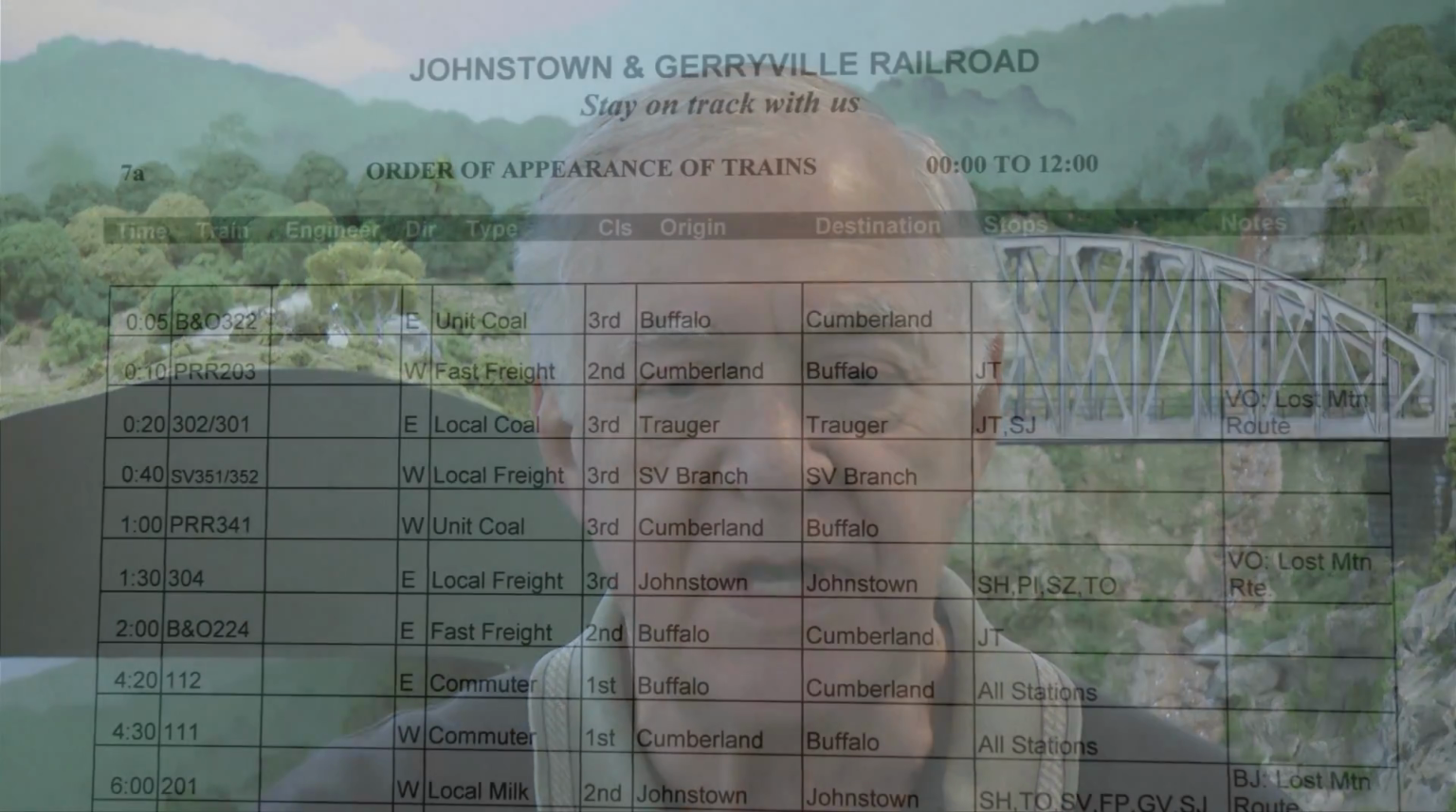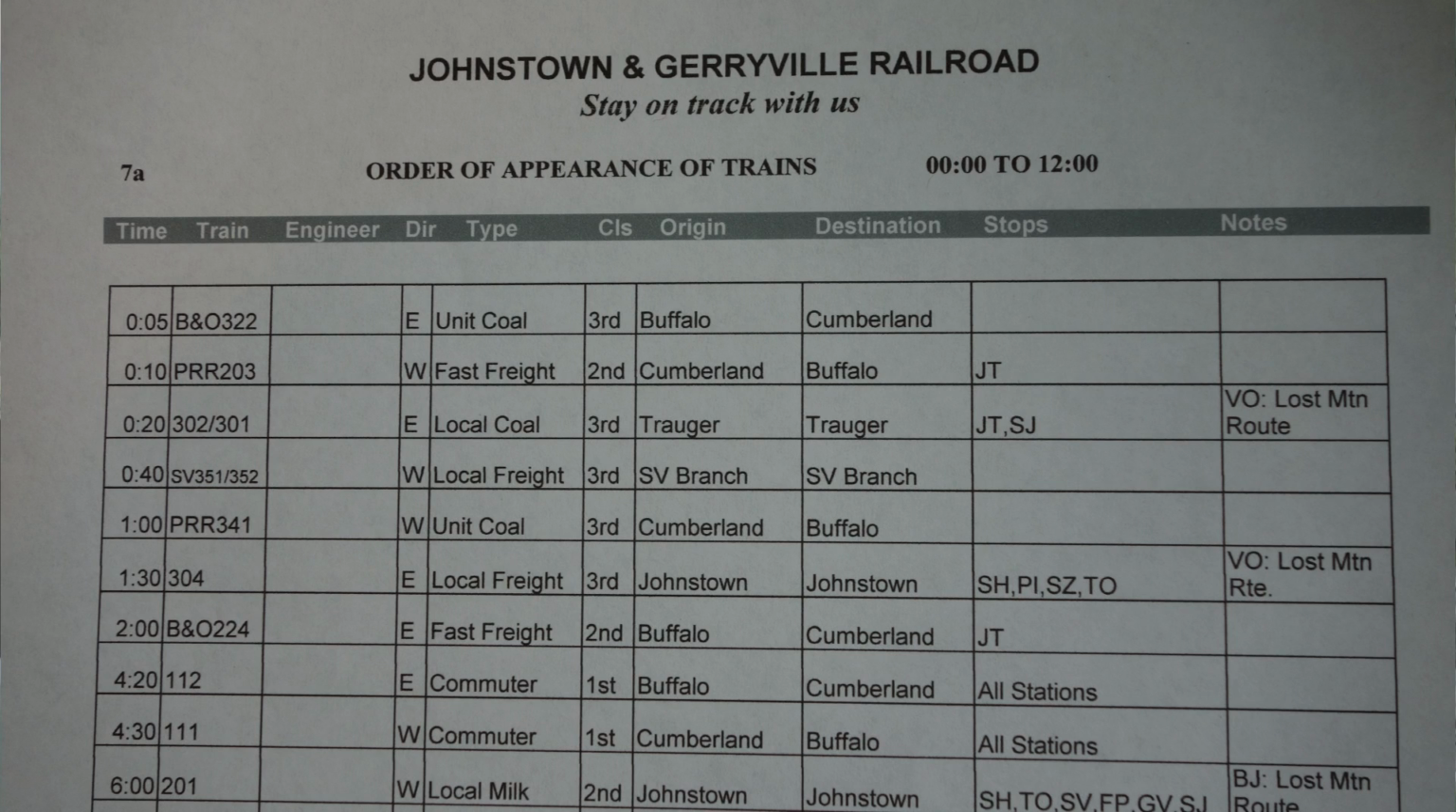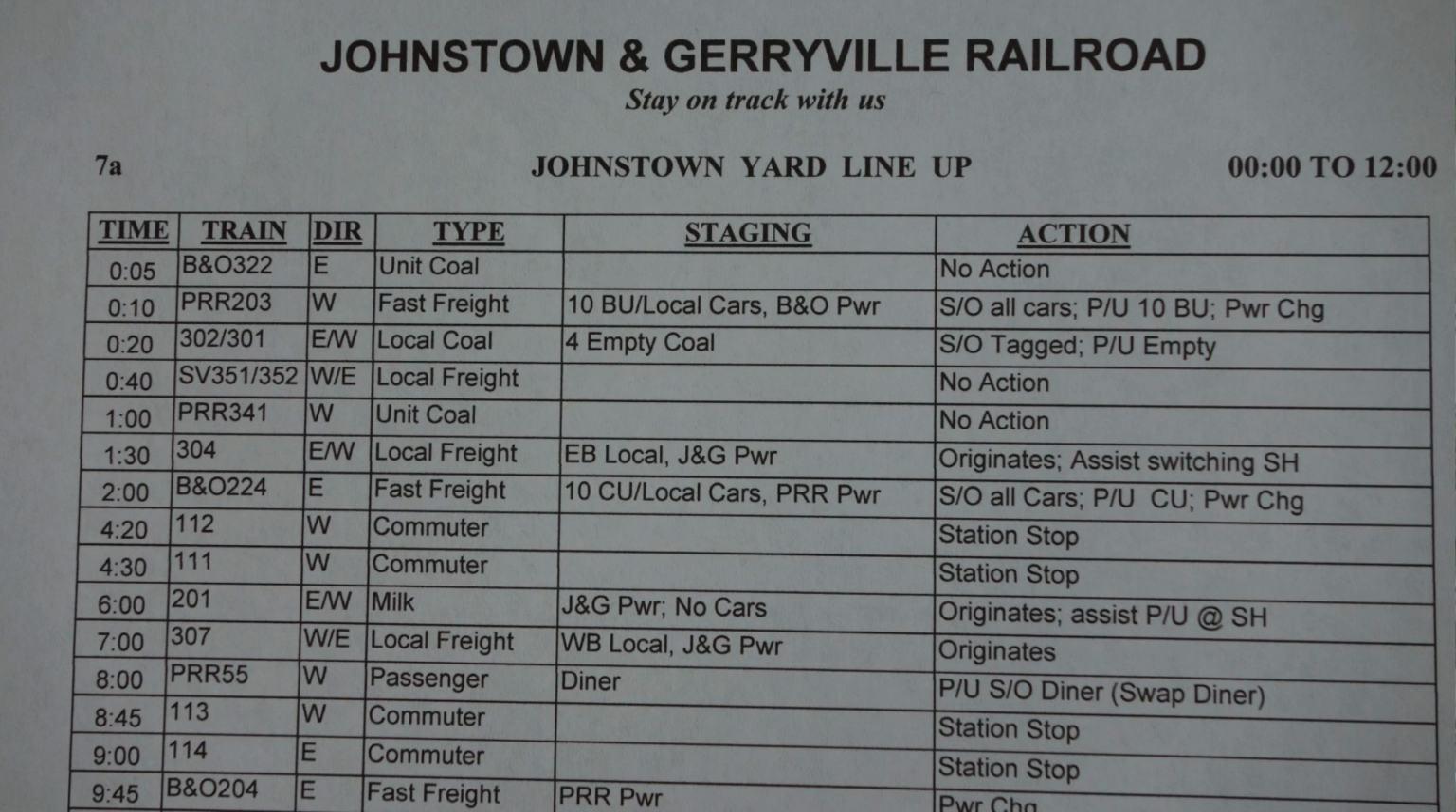To give the operation some guidelines, we have paperwork on the J&G. The primary working papers consist of, first, the order of appearance of trains. This is our version of the schedule. It's used by the dispatcher to know what trains will run, where they will originate, and what they do. The yard lineup is used by the yardmaster so he can determine what needs to be done to each train that passes through the yard.